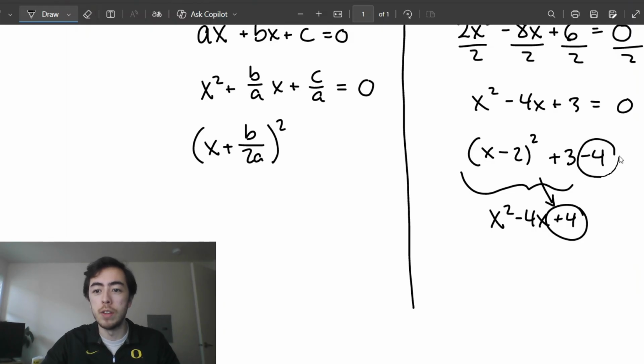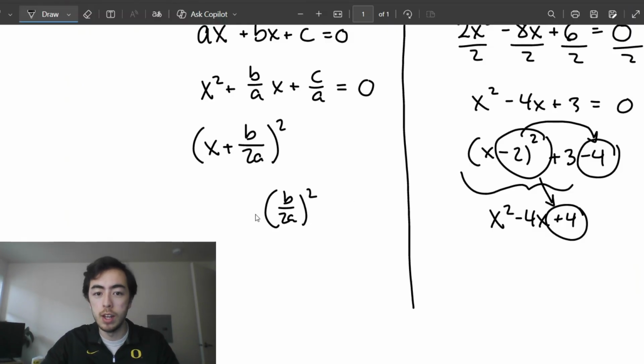So this -4 on the end is compensating for the fact that I essentially created a +4 on the inside. And to produce a -4, I am squaring my value right there. So I should take b over 2a, square it, and then subtract it off the end so that I can maintain my equality. I still will have plus c over a equals 0. And then this term right here helps me maintain equality and basically cancel out that term.